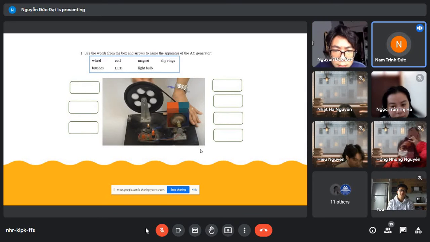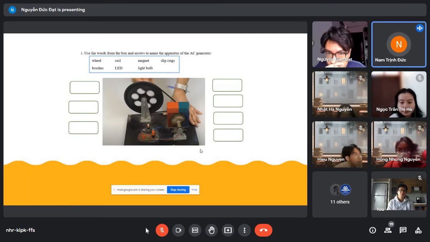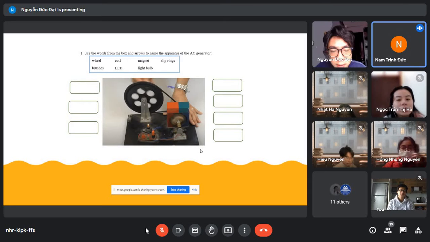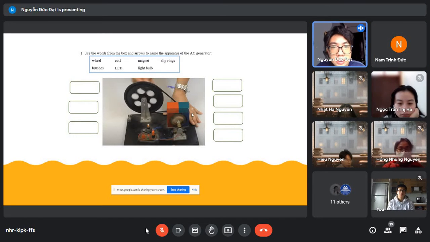Yeah, we can collect the electricity by the two brushes that contact with the rings. Oh yes. So we call it the slip rings. Yeah. Or you can see the word earring in the textbook, but I prefer the slip rings.